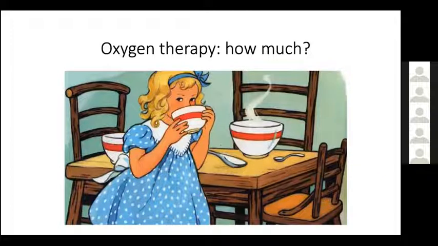So really what we want to do is take a Goldilocks approach to oxygen therapy, and hopefully this is something that most of you will be familiar with. Typically we would talk about target saturation ranges, either 94 to 98 or 88 to 92. That changes a little bit in the current climate, and I'll come back to that again. But the Goldilocks principle we're going to stick with.